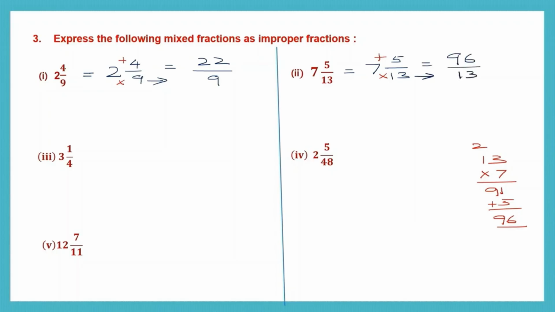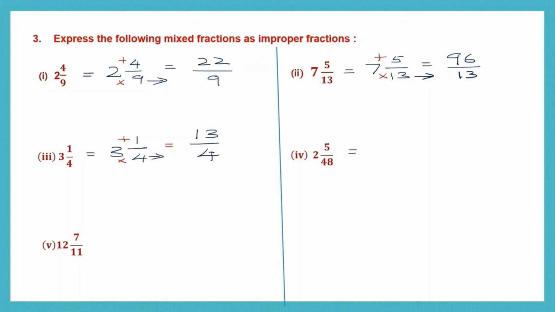That is 13. Question 3, 3, 1 by 4. So that is 3, 1 by 4. Let's multiply the denominator and the natural number. 4 threes are 12. Then add this. So 4 threes are 12 plus 1 is 13, which is our numerator. Denominator is the same as the question. So what's your answer? 13 by 4.